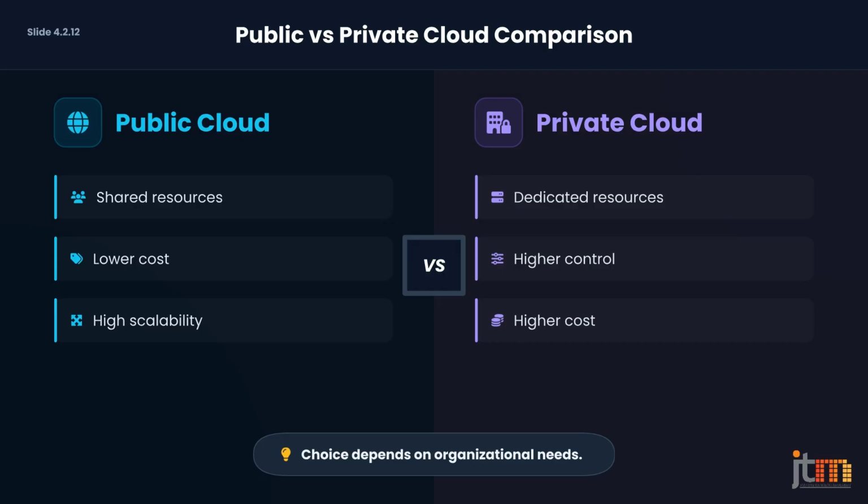On the right is the private cloud. Private cloud uses dedicated resources, which means the infrastructure is used by only one organization. This gives the company higher control over security, systems, and data management. However, this also leads to higher cost because the organization must maintain its own infrastructure. So in summary, the choice depends on organizational needs. Some companies prefer lower cost and flexibility, while others need stronger control and security.